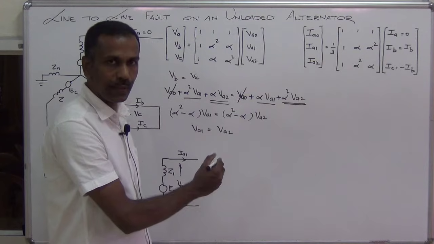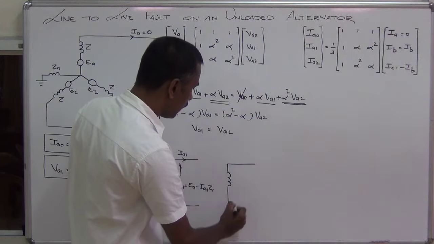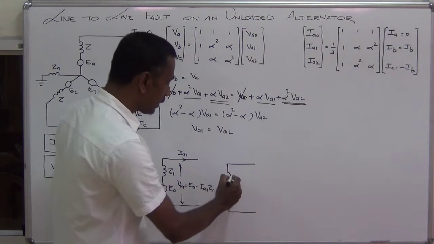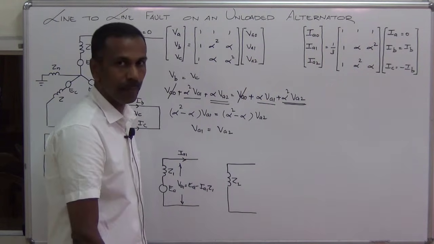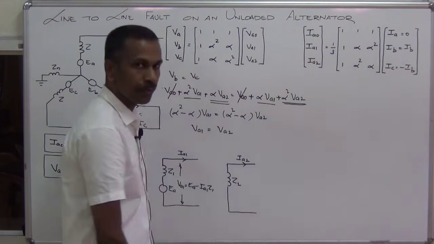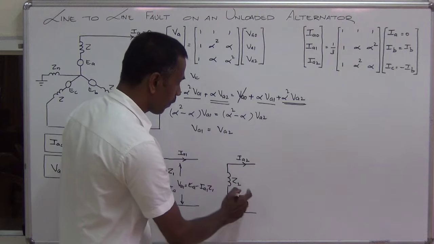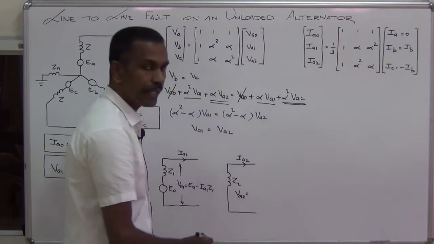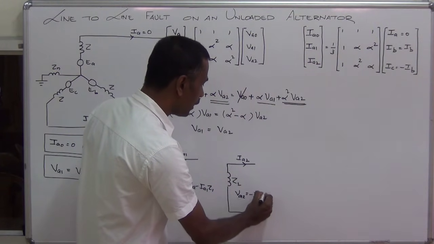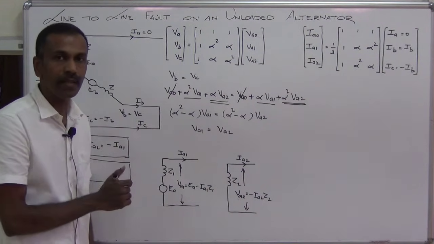Let us draw the negative sequence network here. When you draw the negative sequence network of an alternator, there is no voltage source. We have only negative sequence impedance in this network. Negative sequence impedance is marked as Z2. The current is IA2. The negative sequence voltage is VA2 equals the drop in this impedance minus IA2 Z2. These two networks are connected in parallel.